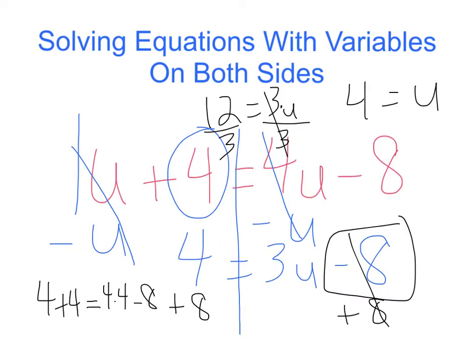4 plus 4 on the left is 8. On the right, 4 times 4 is 16. 16 minus 8, and of course, sorry, I didn't mean to make that confusing over there. 16 minus 8 is 8. So now I have 8 equals 8, which means that's correct. So my solution is correct.